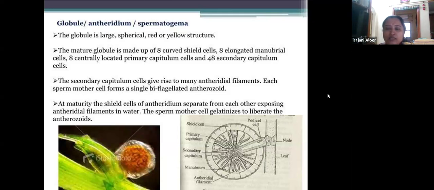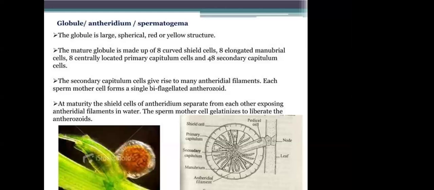And the next one is the shield cells. The outer wall of the shield cells has radial outgrowths, therefore it appears as a multicellular structure. Coming to the third one, this one, the manubrial cells.